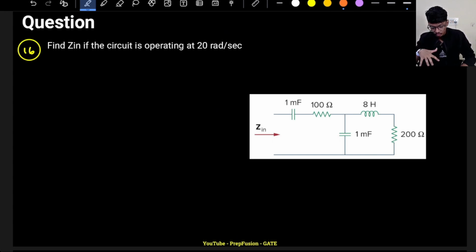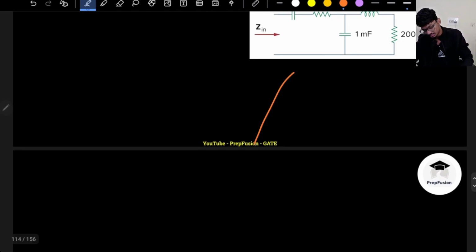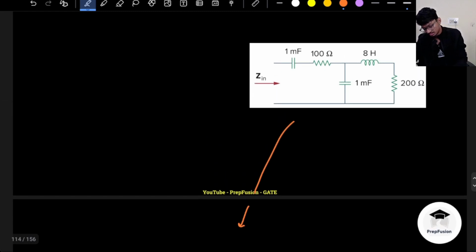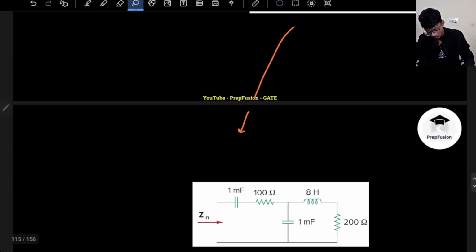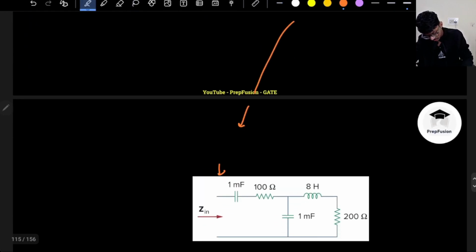So it is both a series and parallel connection. In this AC circuit, you simply replace your circuit with capacitive reactance and inductive reactance. Omega is 20. So if omega is 20, this will be 1 by j into 20 into C.